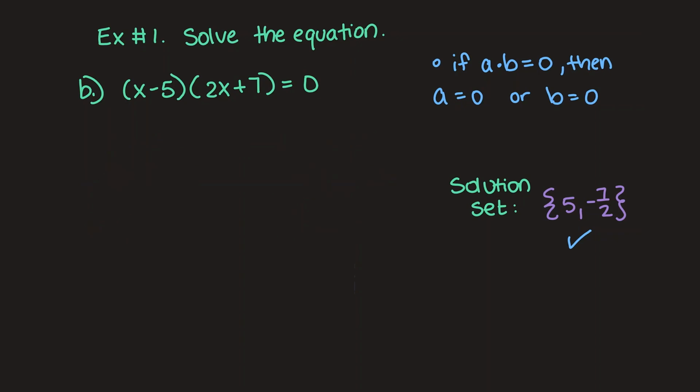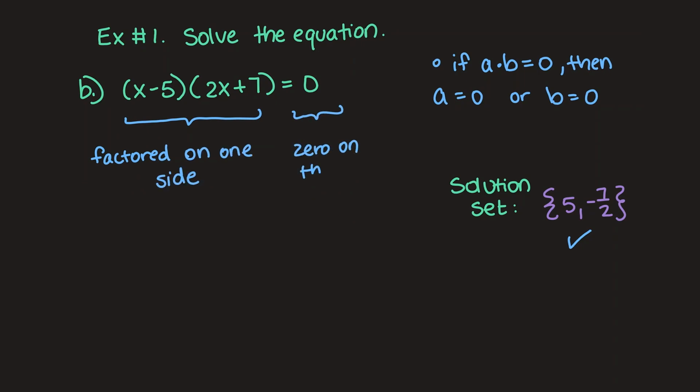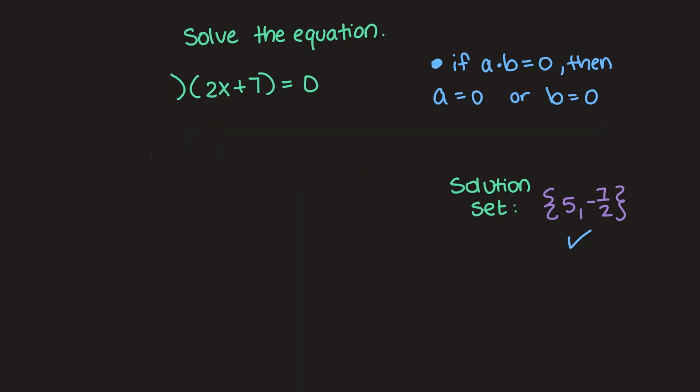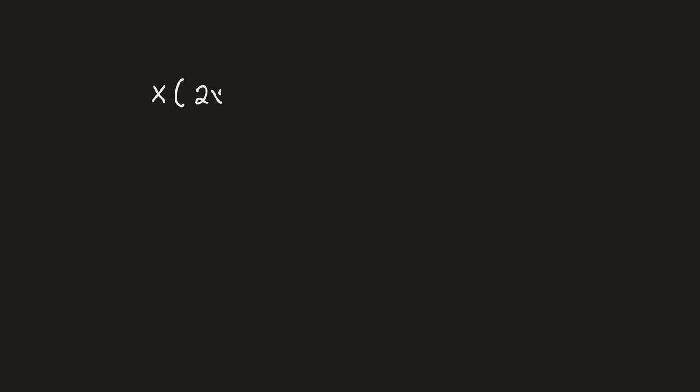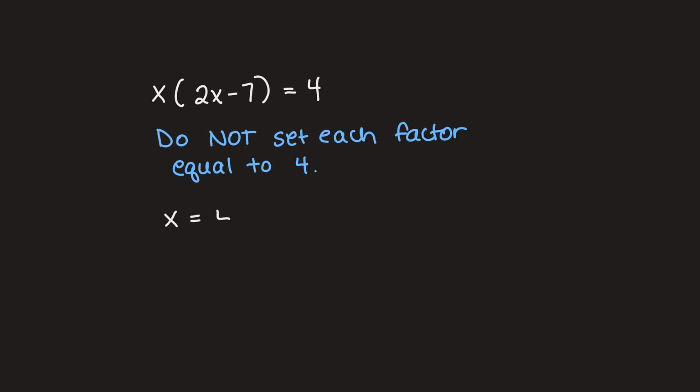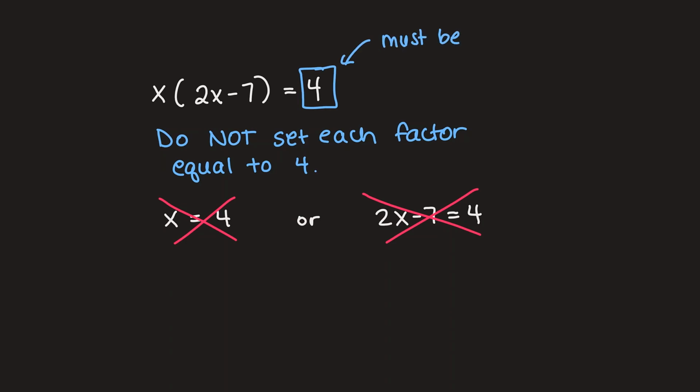So as a side note, it's very helpful when the quadratic equation that we have to solve is factored on one side and equal to 0 on the other side. So only use the zero factor property when the product is equal to 0. For example, if you have a quadratic equation like x times (2x minus 7) equals 4, do not set each factor equal to 4. To solve this, one side must be 0, so we would have to solve this a different way, which we will talk about later.